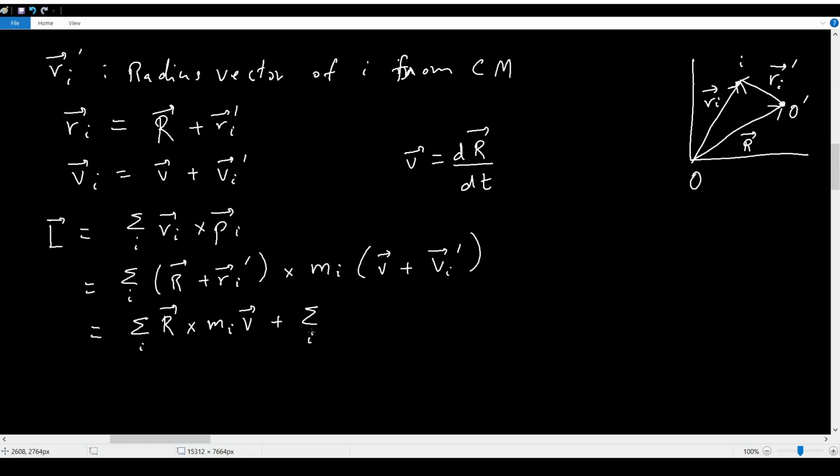So for the second term, let's do the second term in each bracket. So r_i prime cross m_i v_i prime. Okay, so for the third one, let's do this one. We have r_i prime cross m_i V, and for the fourth one we have R and v_i prime. So this summation over i, capital R cross m_i v_i prime.